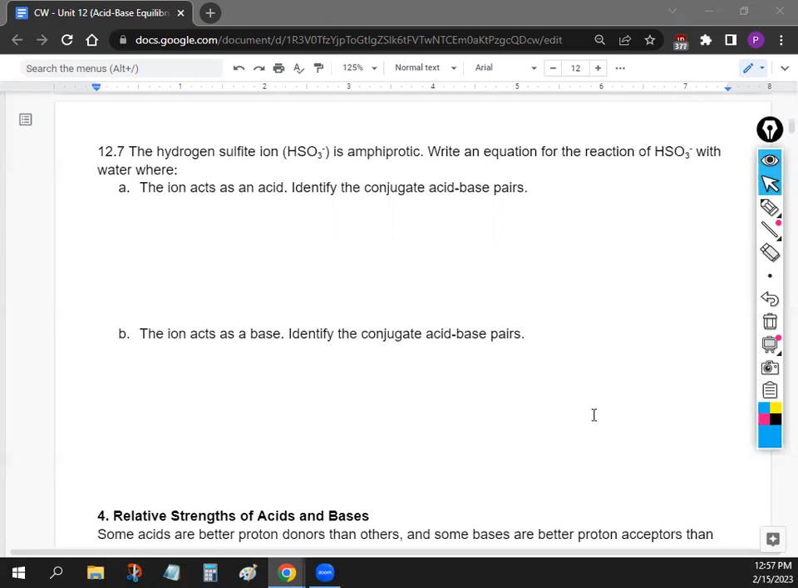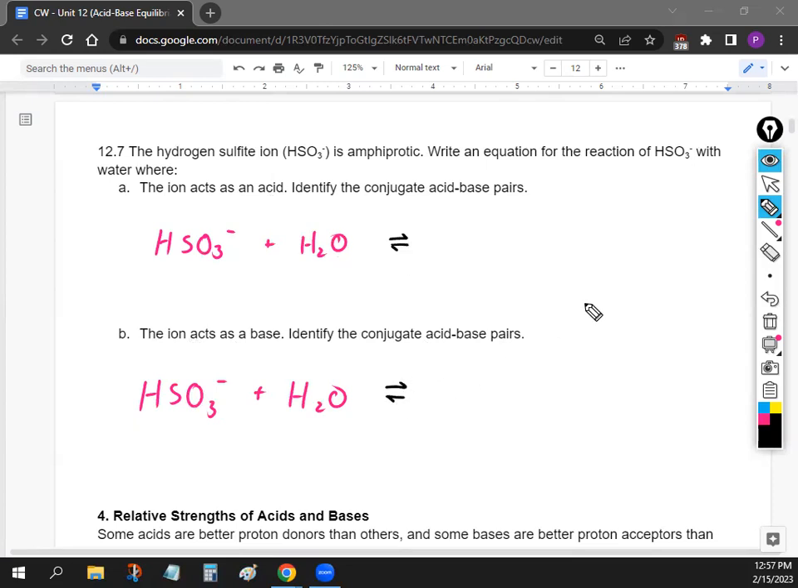Now, if you guys need a little bit of clarification, the reactant side is going to be the same for both of them. You're going to start with HSO3 minus and water for both of them. But the products are going to be different. On part A, I want you to do the equation where it is an acid, and here, I want you to write it for when it acts as a base. It's a good way to see if you really understand what the conjugates are, and how the hydrogen should move when it's an acid or base. So I'll give you about 2 minutes to do that, and then we'll go over it together.